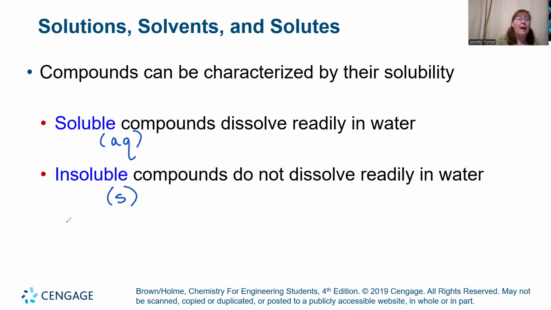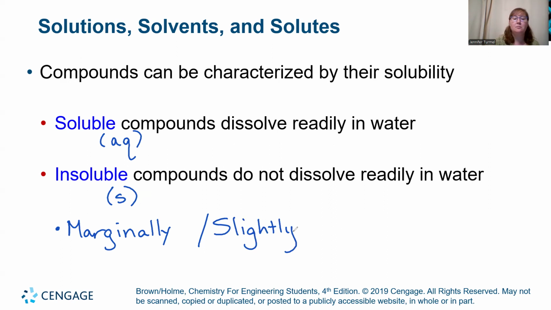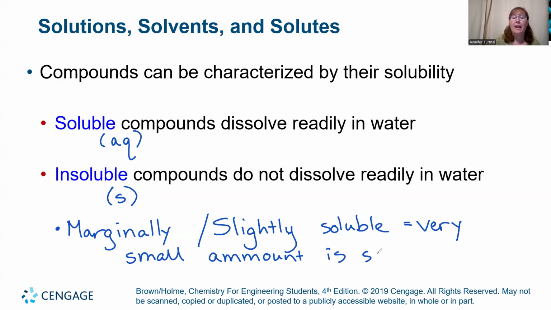Now, we also have marginally or slightly soluble. And this means that a very small amount is soluble. And these are also going to be S, or solid, in our reactions.